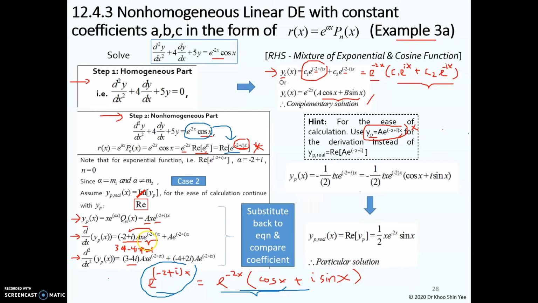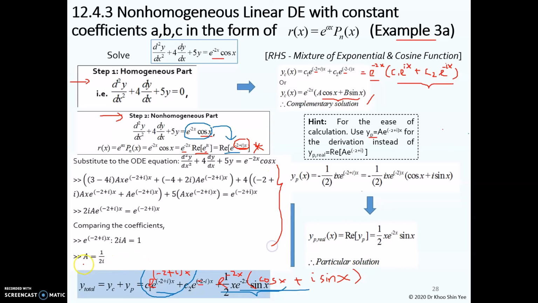Then you continue to keep the exponential term constant and differentiate the coefficient here to give you negative 2 plus i multiplied with a. If you differentiate this, you will obtain the same answer also. So these two terms can be added up to give you this final answer. Then we can substitute back this information into the equation here and compare the coefficient. After you compare the coefficient, you should obtain the coefficient a here equal to negative 1 over 2 multiplied with i. So this is the step to obtain the coefficient a.